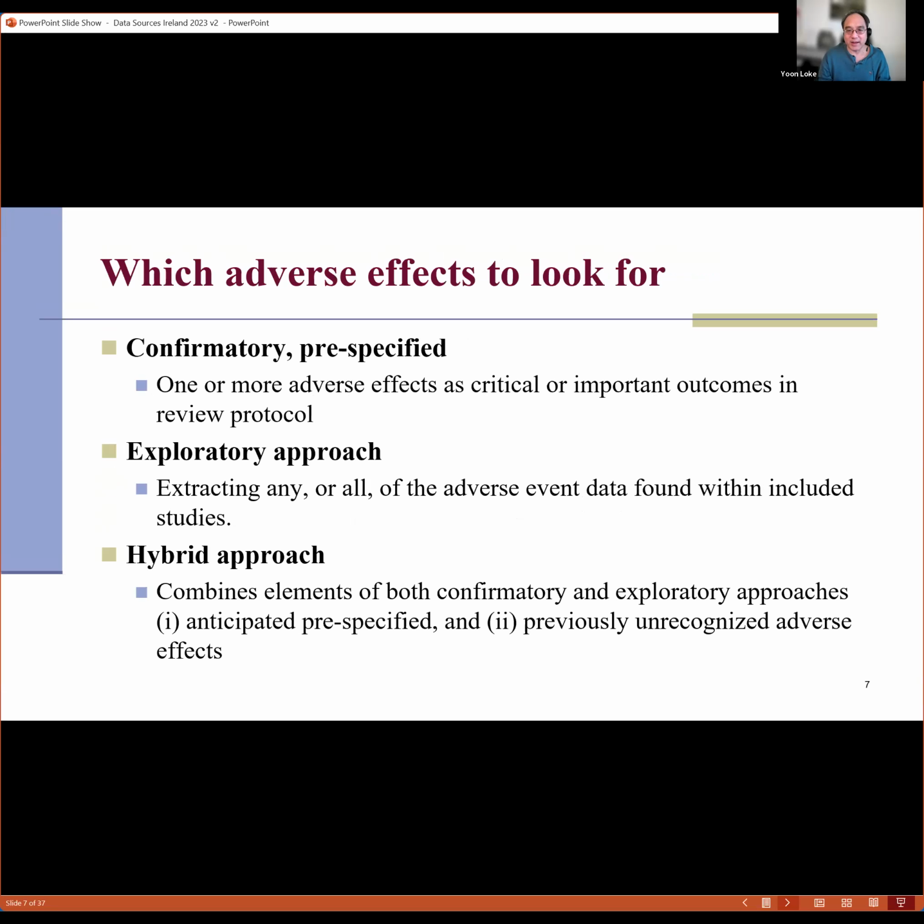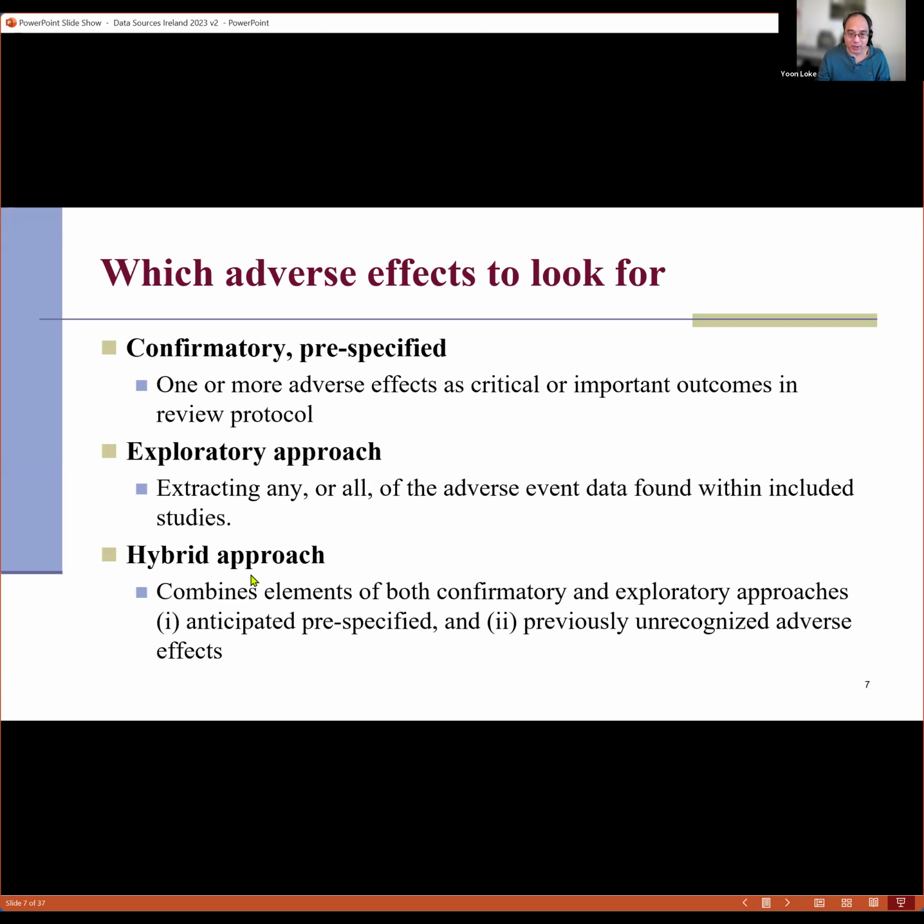So how do we decide what study designs to choose when we do the search? Well, it helps to know about the adverse effects that you're looking for. So we encourage people to define one or more adverse effects as of special interest or critical or important outcomes in the protocol. And if you like, you could have an exploratory element instead, where you extract any or all of the adverse events data found within the selected studies. And that's what I call a wide or broad sweep, which has its challenges.